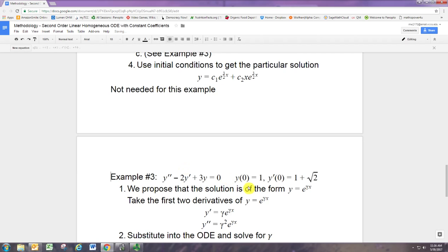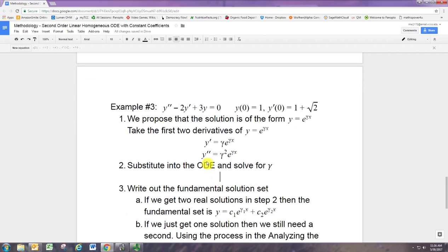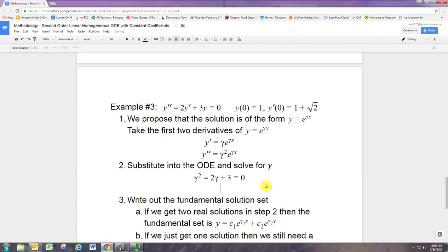So in example 3, again, same type of differential equation, same form of the solution, same step 1. And we're going to try to jump right to what's called the characteristic equation for gamma, because you can basically replace y double prime with gamma squared, and you can replace y prime with gamma, and you can just drop y altogether. And that's what's always going to happen, so there's sort of a shortcut to get to that. Now this does not factor.